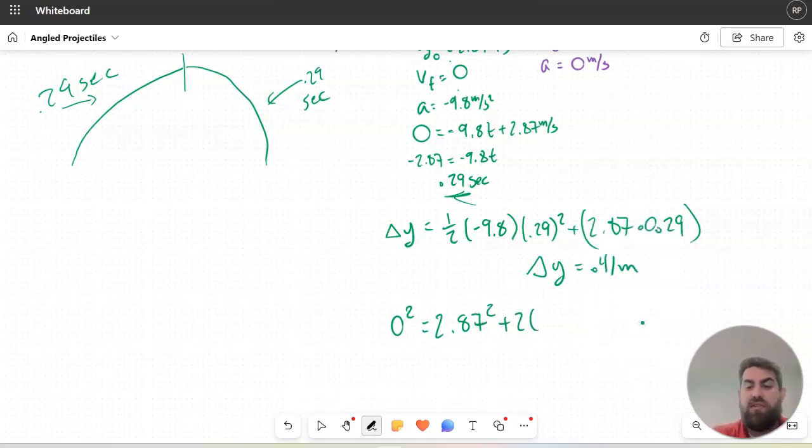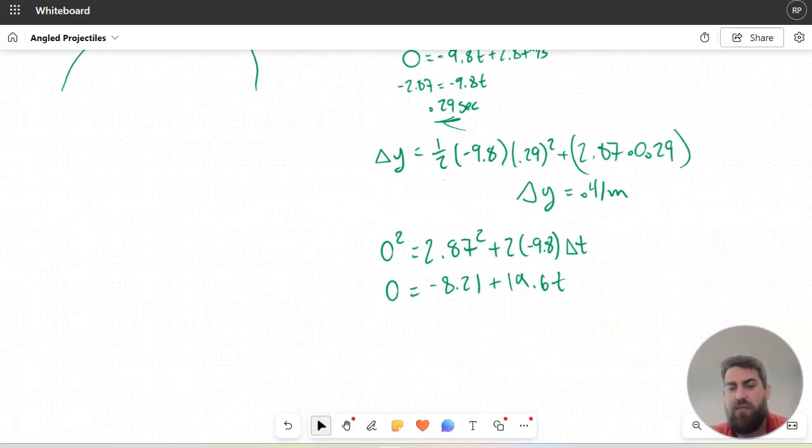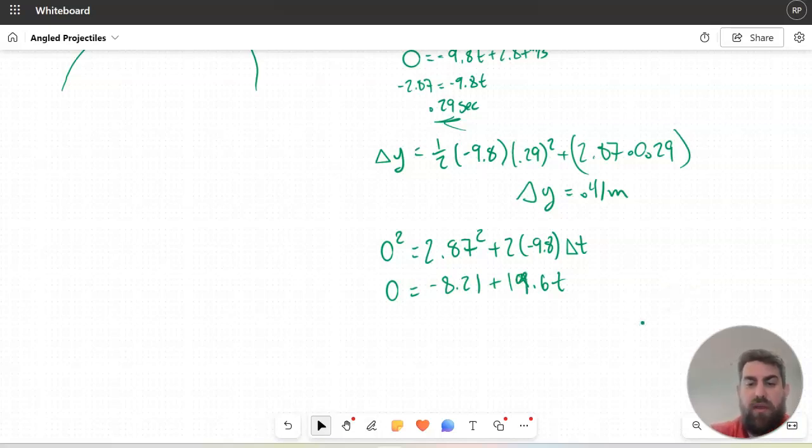2.87 squared plus 2 times negative 9.8 times delta y. So 0 equals negative 8.21 plus 19.6 delta y. Don't forget, in the other formula, it's half of 9.8. In this formula, it's doubling it. So just be careful which formula you're looking at. But 2 times negative 9.8 is 19.6. Okay. So 8.21, bring it to the other side, equals 19.6 delta y.